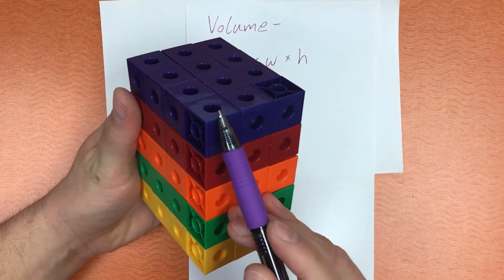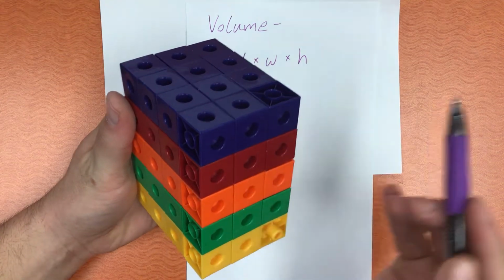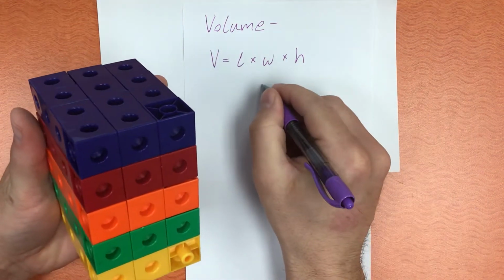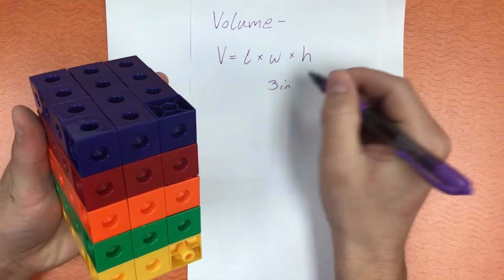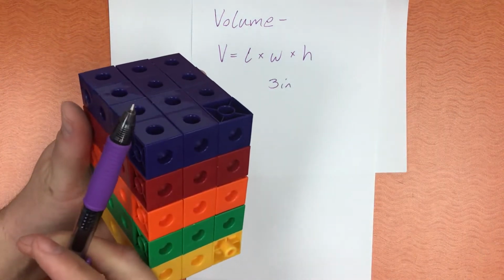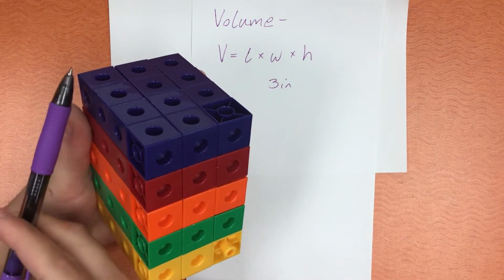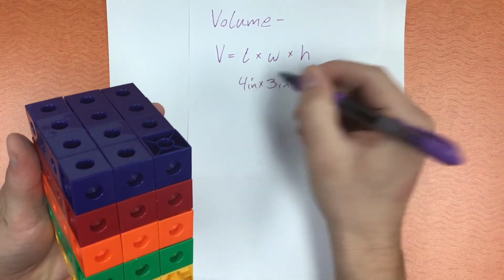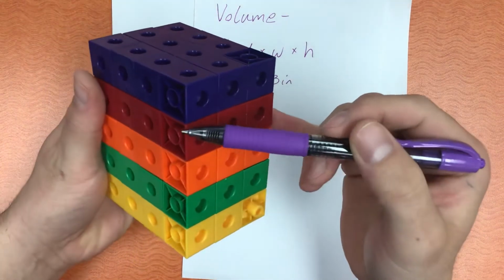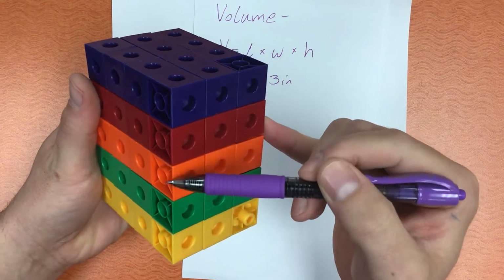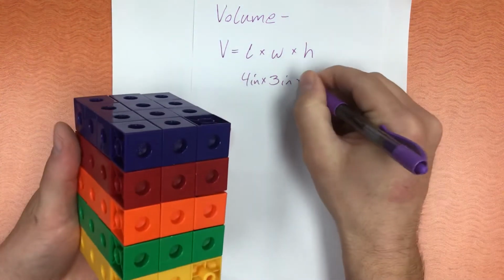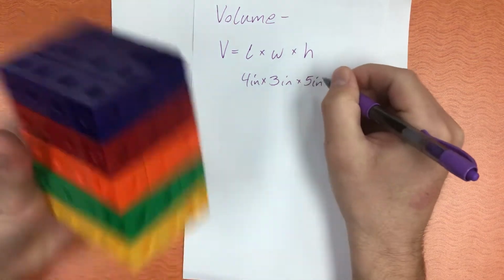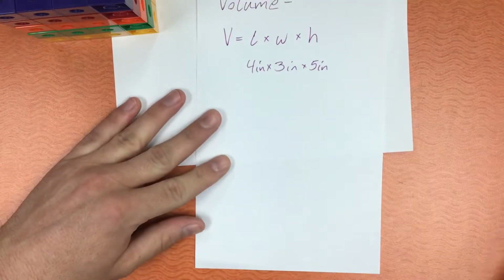So let's go ahead and count, and we'll replace those letters with some numbers. So I know I have 1, 2, 3. I'm going to call that the width, 3 inches. I'm going to call this the length, 1, 2, 3, 4 across. And then I'm going to look at the height. How tall is it? I have 1, 2, 3, 4, 5. Okay. So I'll put my cube aside.